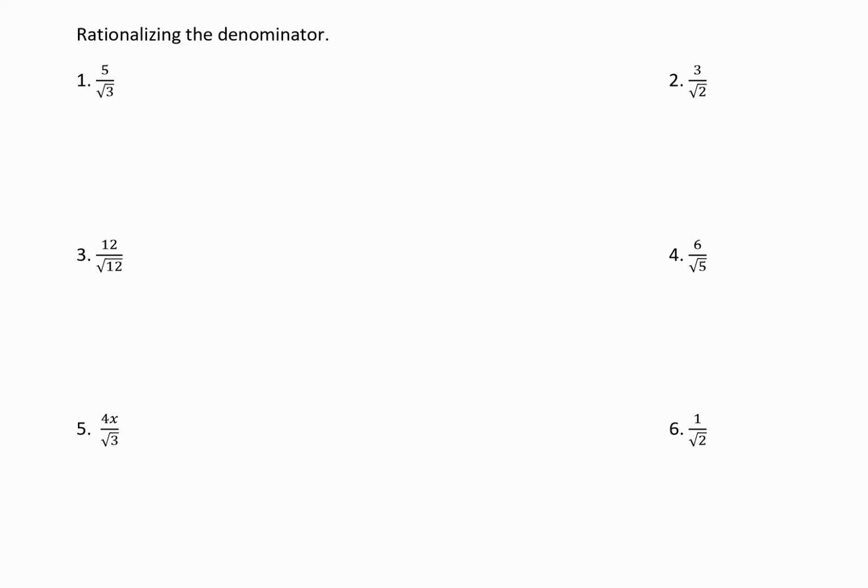If you do not already have your Unit 7 notes out with you, please take them out right now and follow along. All right, so what we're going to do here first is rationalize the denominator. The rule is you are not allowed to have a radical in the denominator.